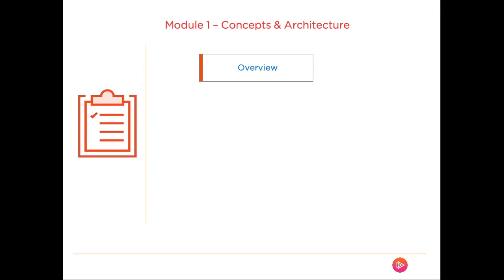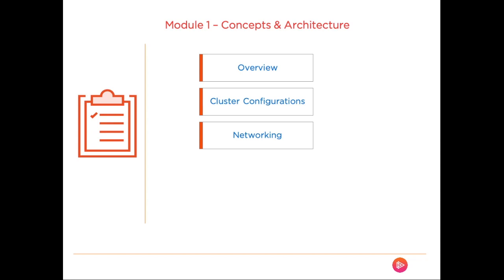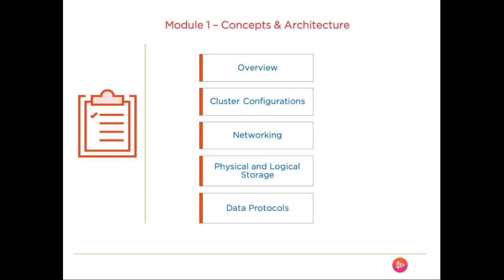This module gives a high-level overview of what makes an ONTAP cluster. We'll discuss possible cluster configurations, and by that I mean how are the nodes interconnected and how many can there be in one single cluster. We'll also look at networking. What are the different network types that you run into when you manage your ONTAP cluster? We'll deal with physical and logical storage. And finally, we cover the available data protocols that NetApp offers.